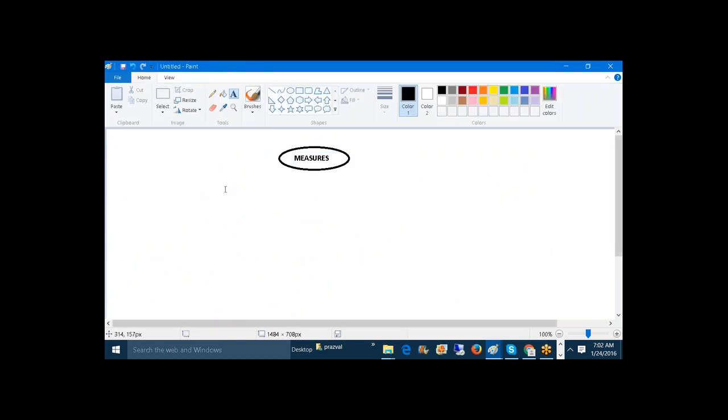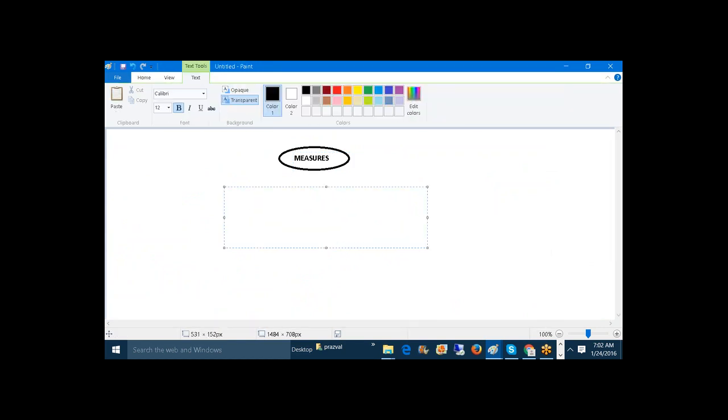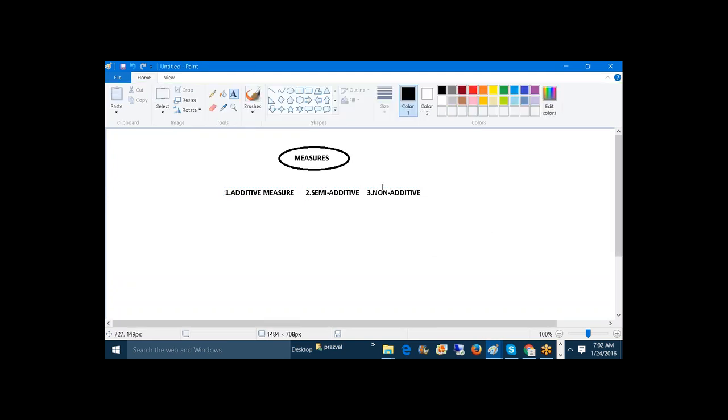The three types of measures are: number one, additive measure; number two, semi-additive measure; and number three, non-additive measure.